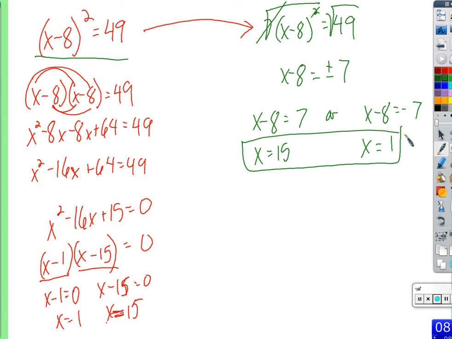The idea here is the square and the square root cancel each other out. Take the square root of a square, and you cancel them out, and you just get what was here, whatever was being squared. If you can do that, and you take the square root of the other side, then it makes your life a little bit easier. Let's try another one.